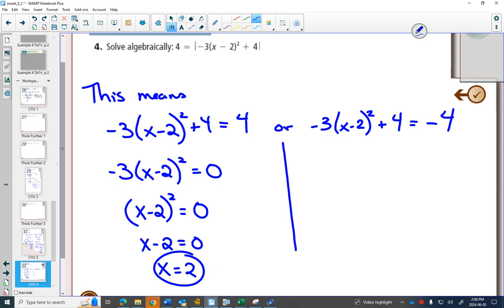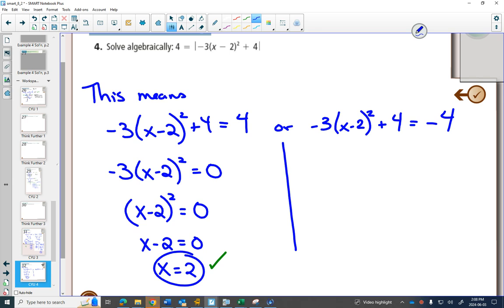And I get x equals 2. Do some quick mental math. I think this one's easy to do mental math. What's 2 minus 2? 0. 0 squared will be 0, times the -3 will be 0. You see you get 4 inside the absolute value. Does that equal 4? Yes. So this time I just did a quick mental math to check.